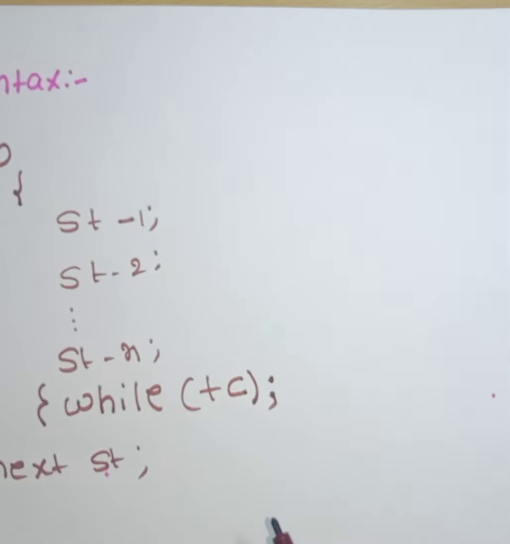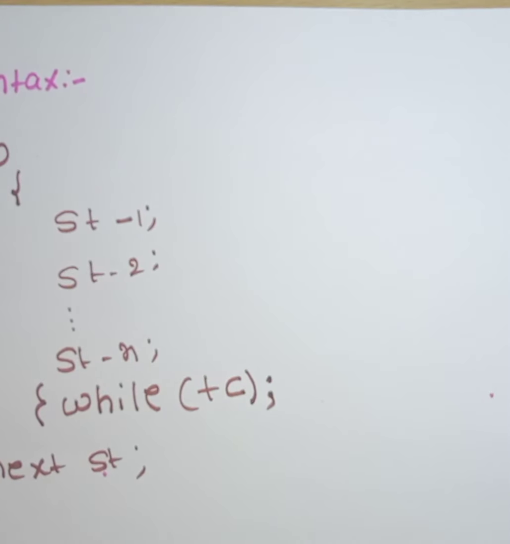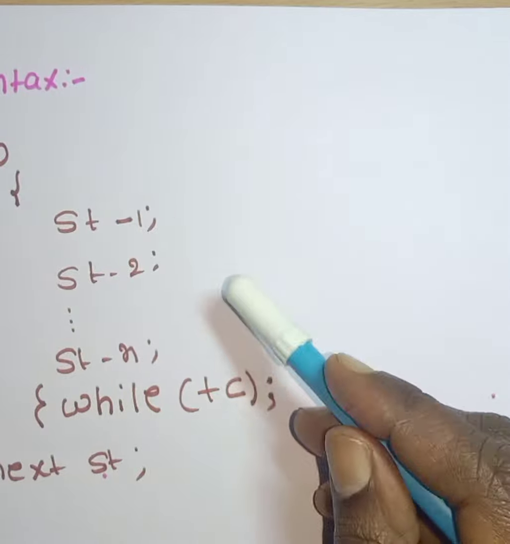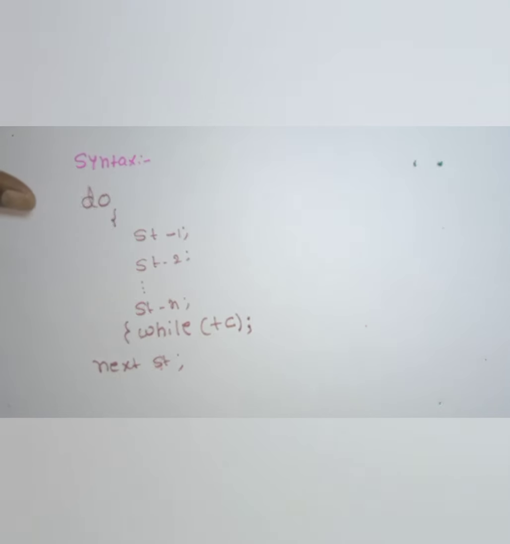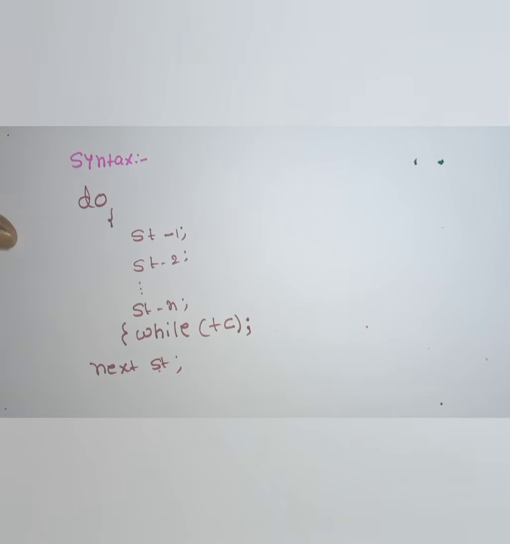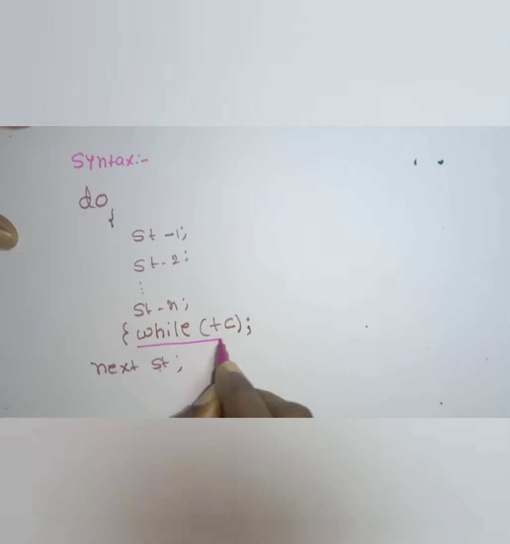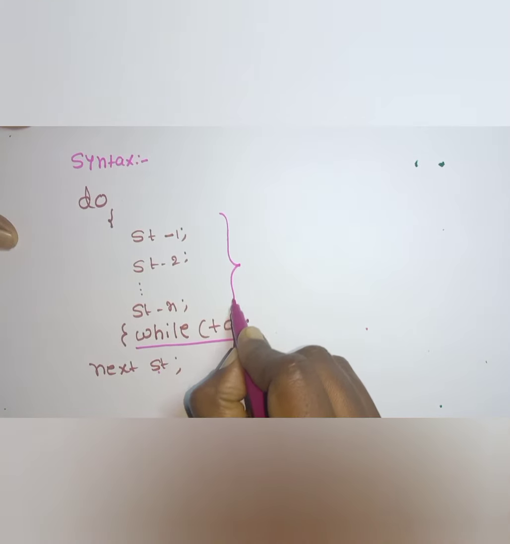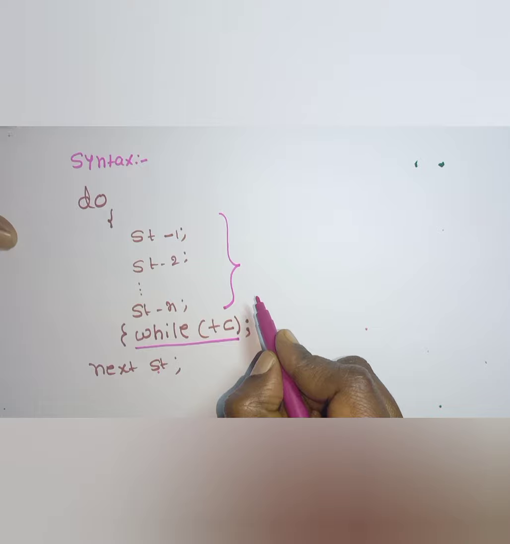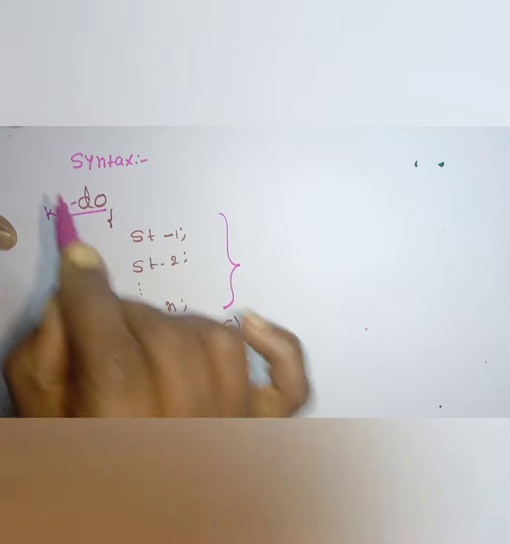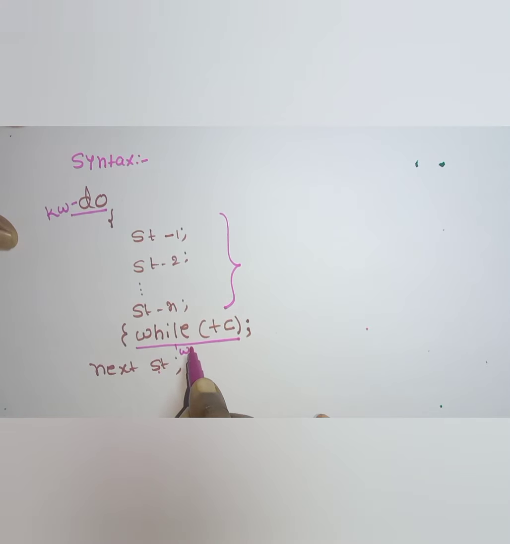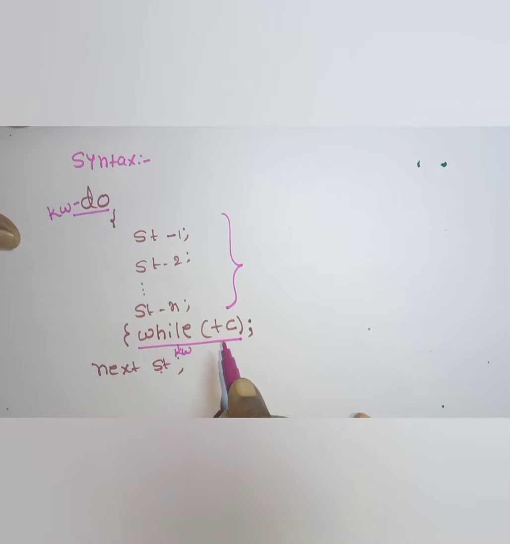What is the syntax? You see it once again. Do, opening brace. Do is a keyword, opening brace, and next statement 1, statement 2, statement 3, and statement n, while test condition, and the next statement. So here you see in the do statement, before checking the condition, it executes the body of the loop once. I forgot to tell that do is called the keyword and while is also a keyword, and here you are writing the test condition.